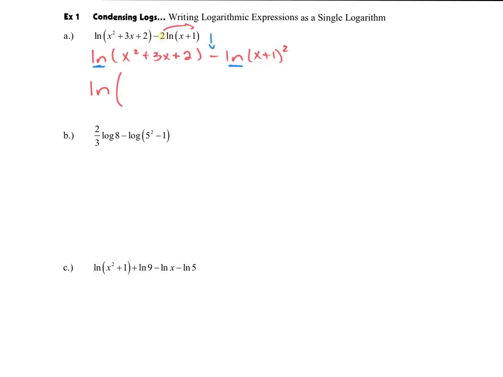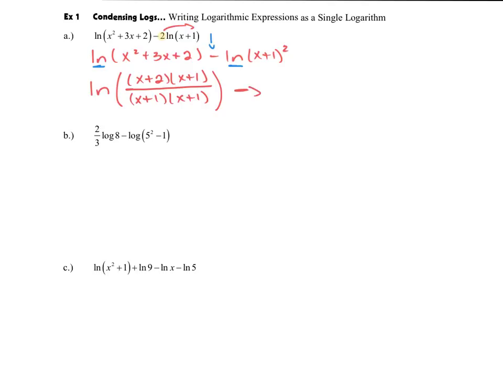So that numerator is going to factor into an x plus 2 and an x plus 1. And then, since it's subtraction, in the denominator I'm going to write this x plus 1 quantity squared. And I can even expand this out as an x plus 1 times an x plus 1. That's kind of helpful. It's going to make some things stand out for us a little bit.